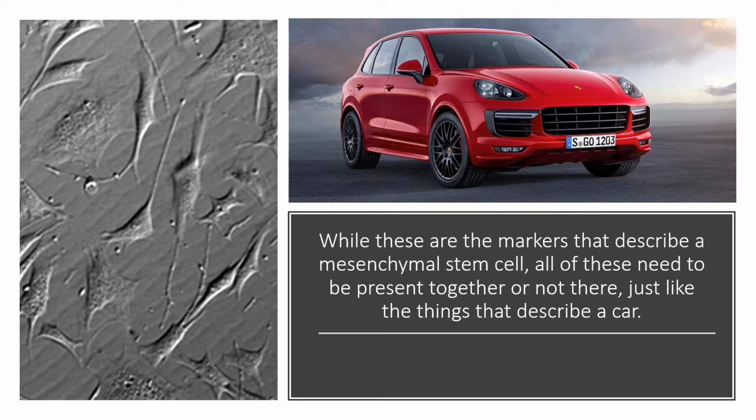And while these are all markers that describe a mesenchymal stem cell, all of these need to be present together or not there, just like the things that describe a car. But that's not what's happened in this case. They've just shown you all the different descriptors or cell surface markers and the number of cells that had them.